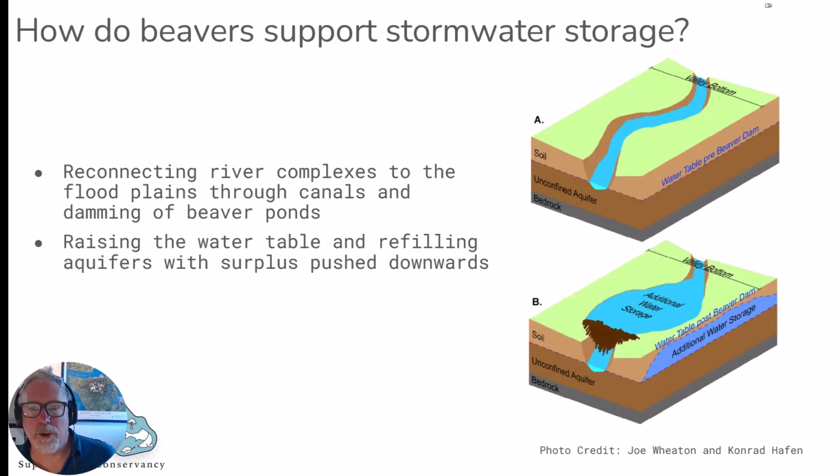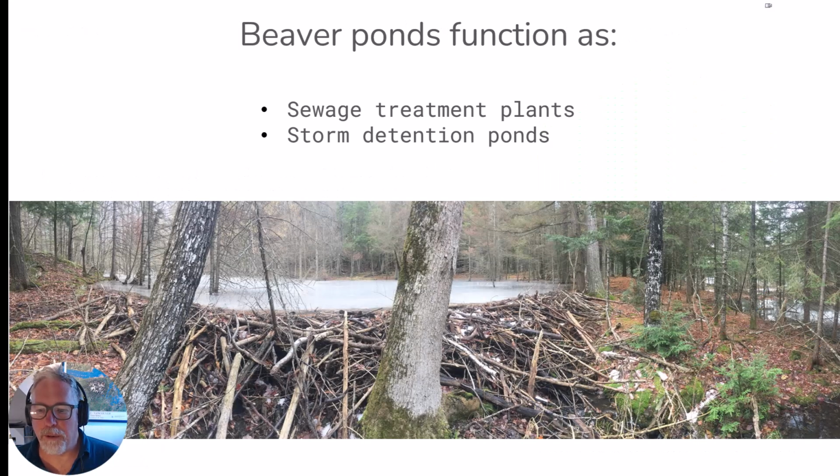So how do beavers support stormwater storage? Beavers create healthier rivers by reconnecting river complexes to the floodplains through canals and dam building. They raise the water table, which in turn refills aquifers, with surplus pushed downwards into that hyporheic zone. These dynamics mean that beaver ponds function as both sewage treatment plants and storm detention ponds.